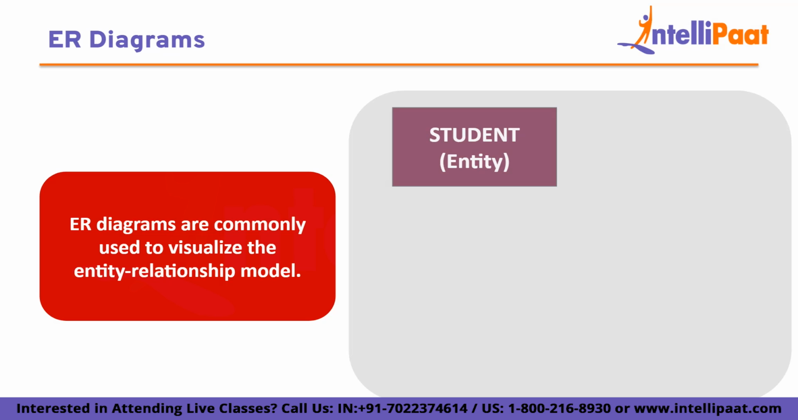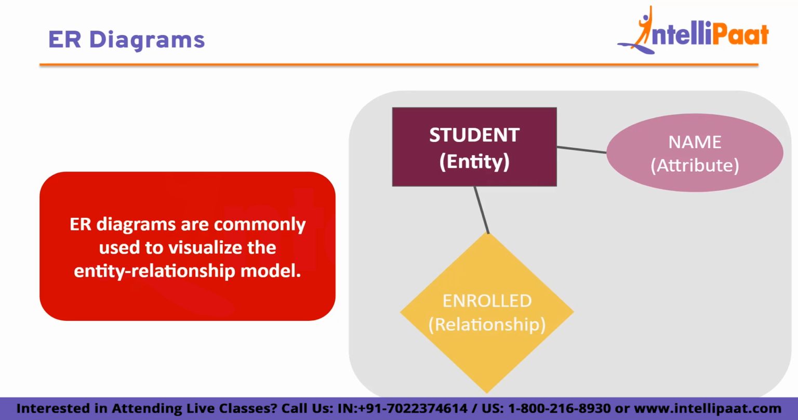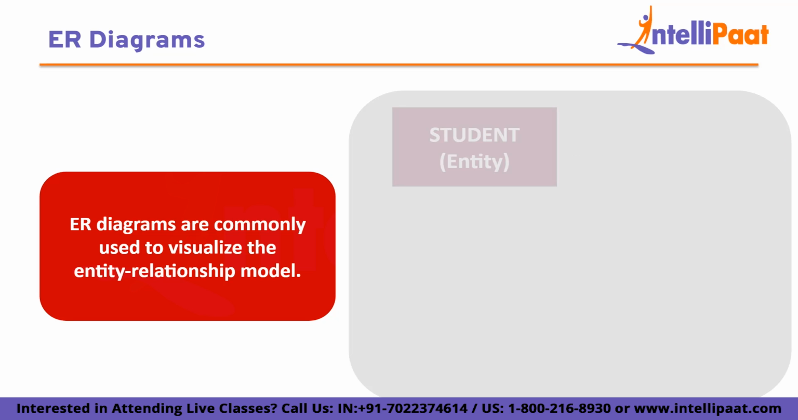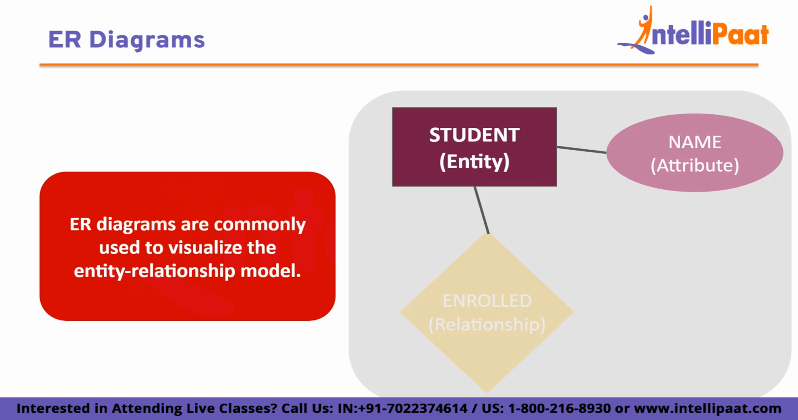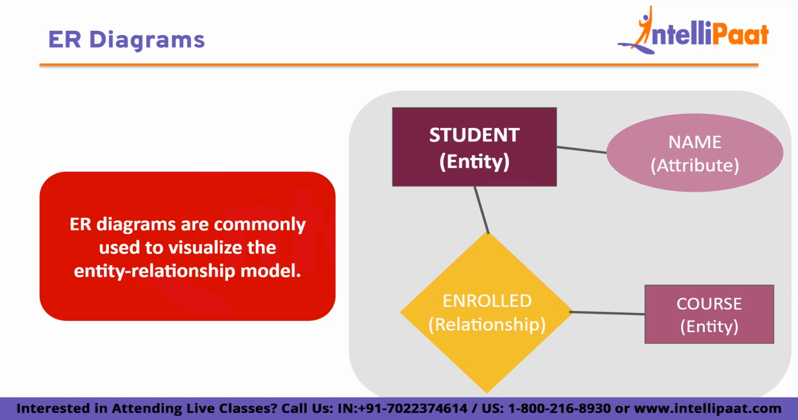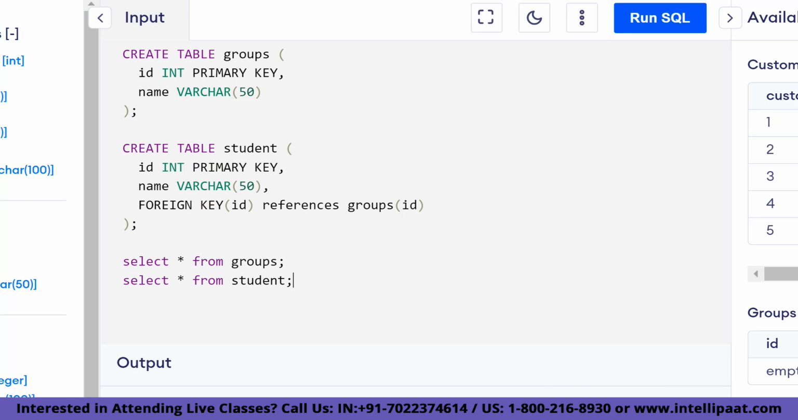ER diagrams are commonly used to visualize the entity relationship model. In an ER diagram, entities are represented as rectangles, relationships as diamonds, and attributes as ovals connected to their respective entities. So now let's have a demonstrative example by creating two tables and showing the entity relationship between them.